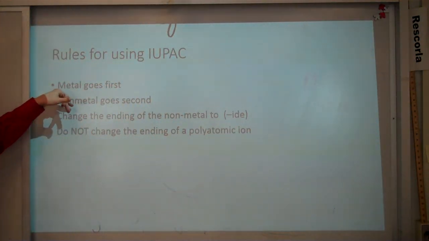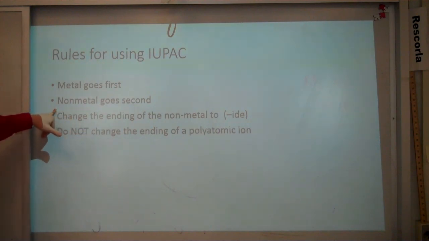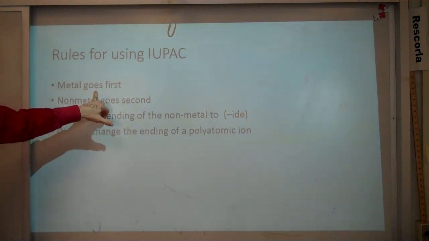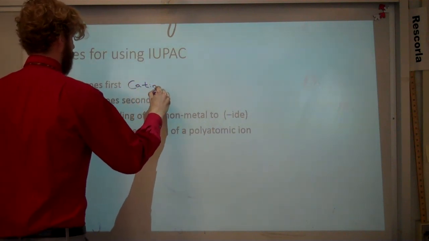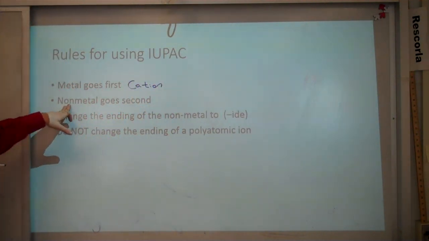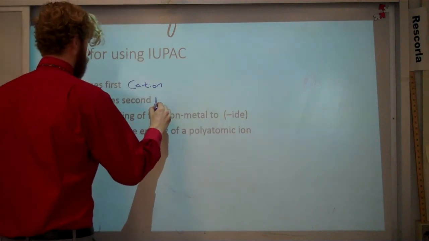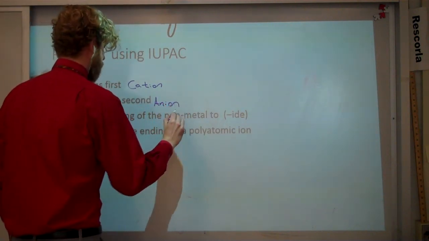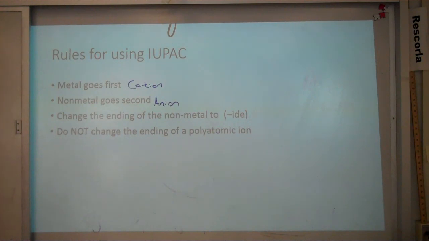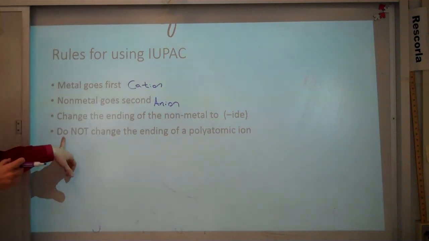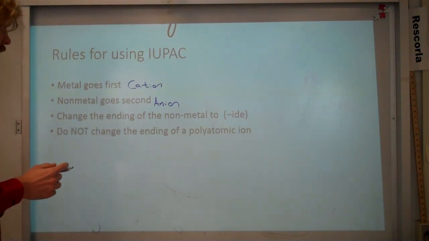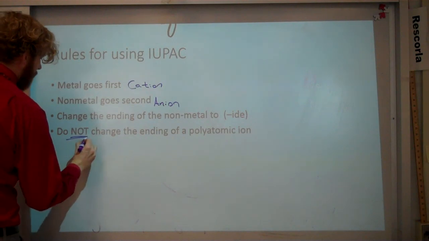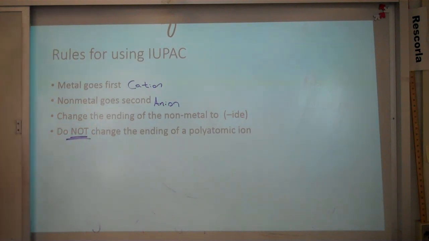The metal is going to go first. The non-metal is going to go second. Remember, our metal is going to be our cation. Our non-metal is going to be our anion. We're going to change the ending of the non-metal to "ide". However, if it's a polyatomic ion, we are not going to change the ending. So do not change the ending of a polyatomic ion.